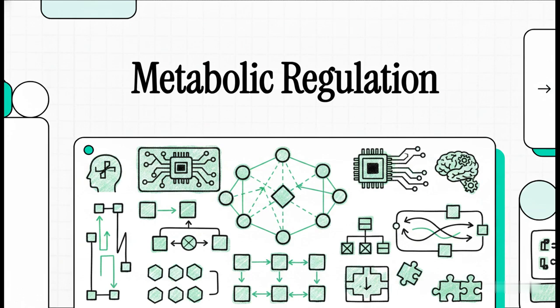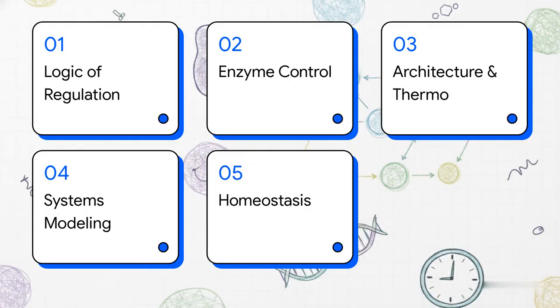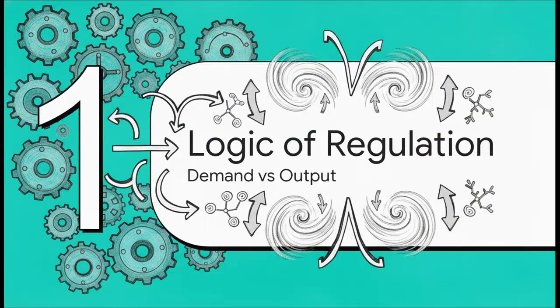Let's jump right in. Here's our roadmap for this explainer. First, the logic of regulation. Second, mechanisms of enzyme control. Third, pathway architecture and thermodynamics. Fourth, systems modeling and flux. And finally, adaptation and biological homeostasis. We're going step by step from the micro level of a single chemical spark right up to macro level organism adaptation. Section 1. The logic of regulation.